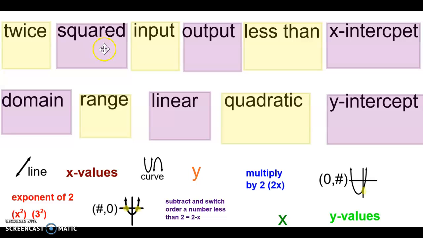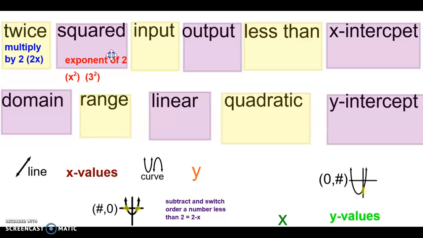All right, let's take a look at this. We need to know these words. So twice means I am multiplying something by 2. An example can look like 2x. If something is squared, it means I have an exponent of 2. It is raised to the second power. Examples are x squared or 3 squared.